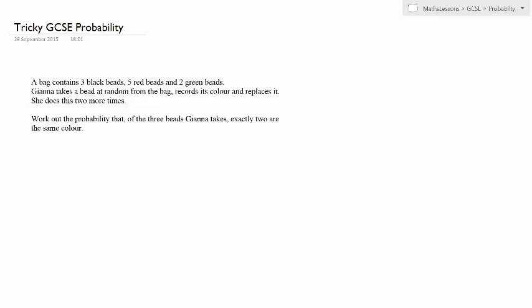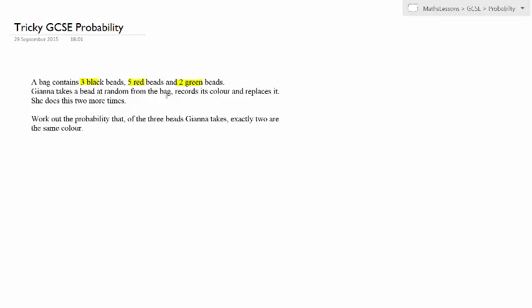Okay, we've got a tricky GCSE problem here in that it's asking you to look at lots of different options. The first thing we're going to look at is the fact that we've got 3 black beads, 5 red beads and 2 green beads, and that is the key information from the question.